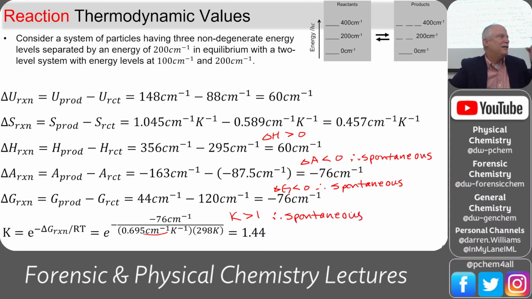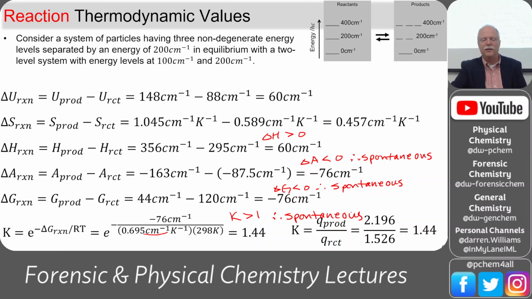So there are 3 ways to know if, as the reaction is written, it's spontaneous in the forward direction. If K is greater than 1, then our products over reactants, there's more products than reactants, right? So it's spontaneous in the forward direction. Delta G and delta A are negative, so that means it's what we call exergonic.